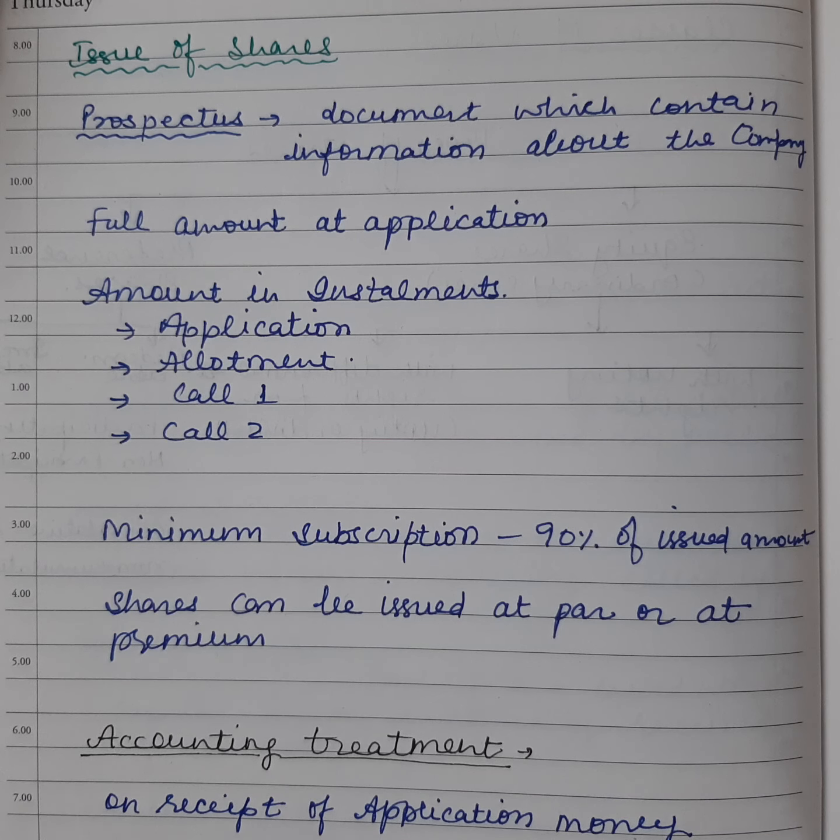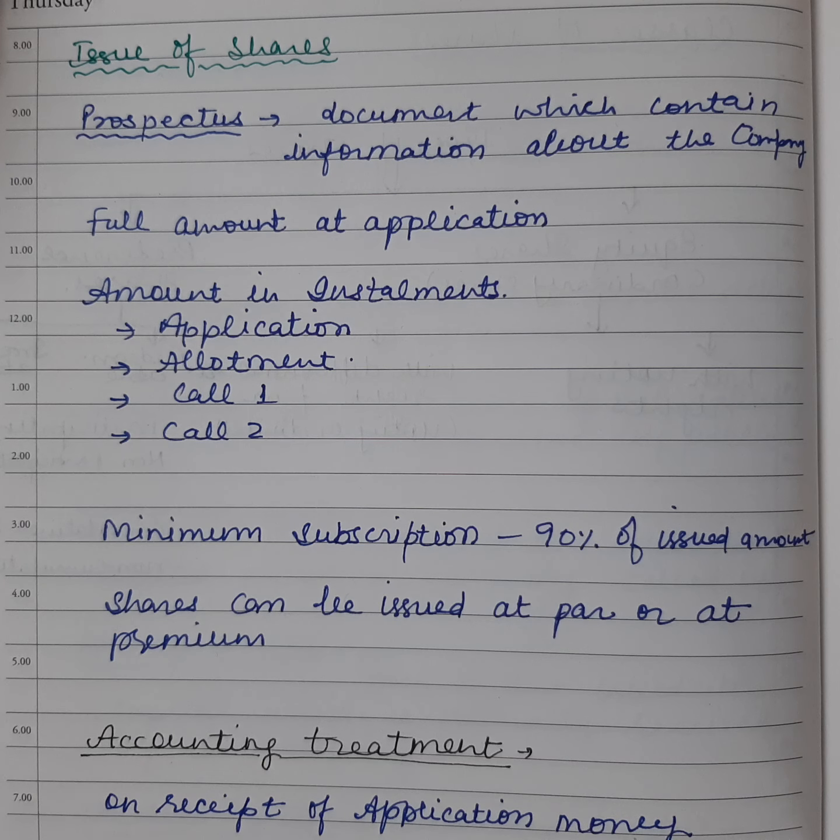The company can issue the share at par. So at par is at the face value of the shares. So if a share has a face value of 10 rupees, the share can be issued to the public at 10 rupees, or the company can issue it at a premium. At a premium means the company can issue the share at a higher price. So a 10 rupees share can be issued at 20 rupees.